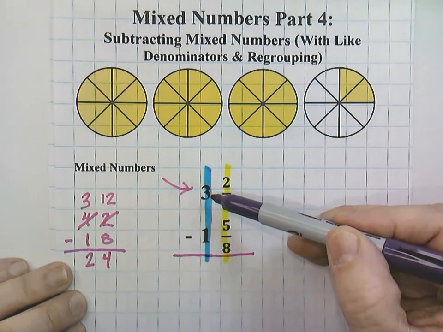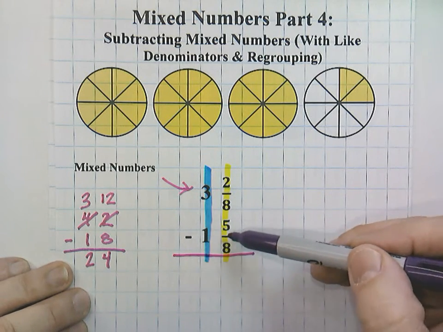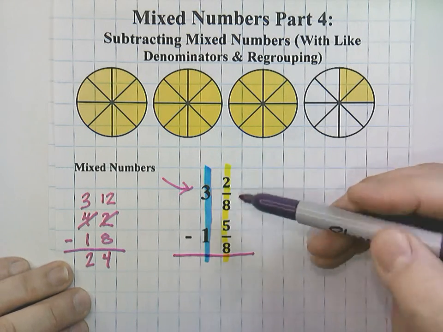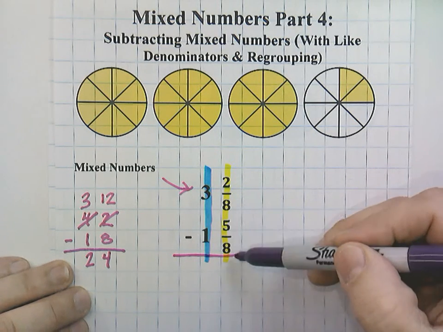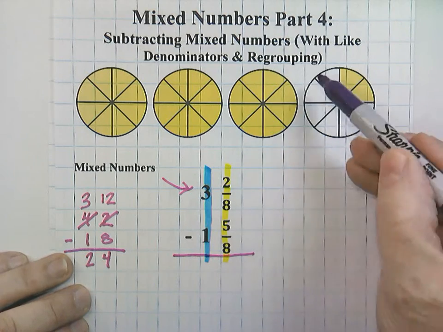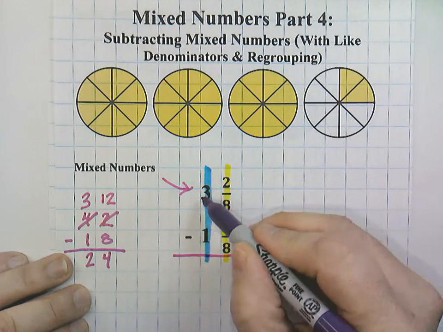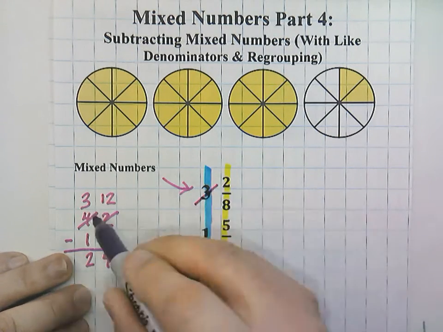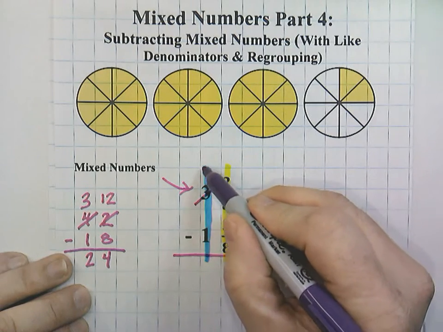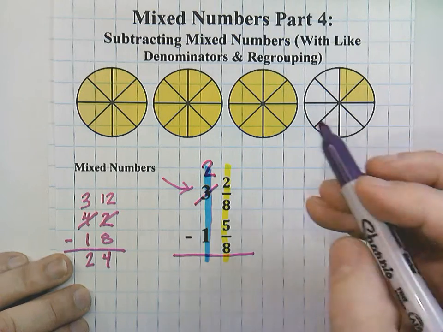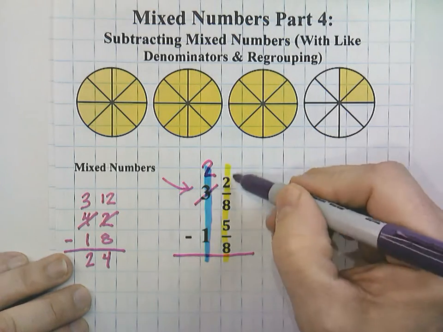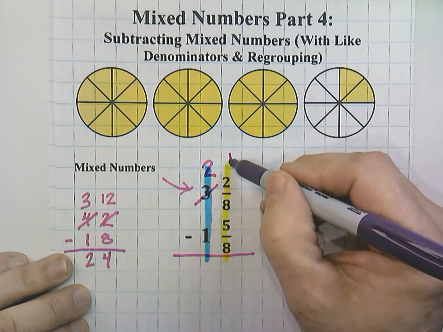So here we have 3 and 2/8, subtract 1 and 5/8. We start with our fractions. And notice that 2/8 is less than 5/8, meaning that we cannot subtract. So we're going to regroup or borrow from our whole number. I'm going to cross off the 3, just like we did over here, and that would leave us with our two wholes.